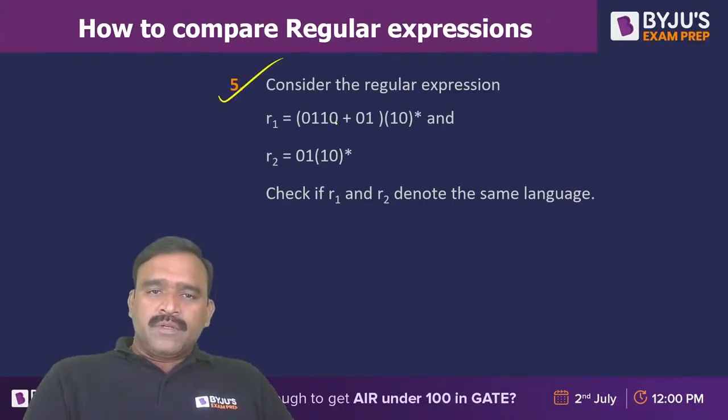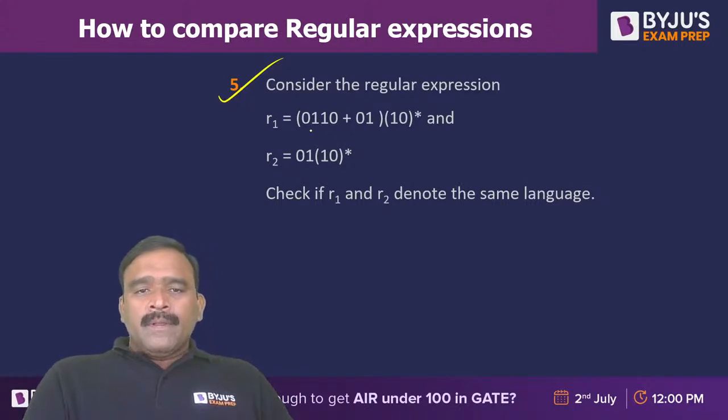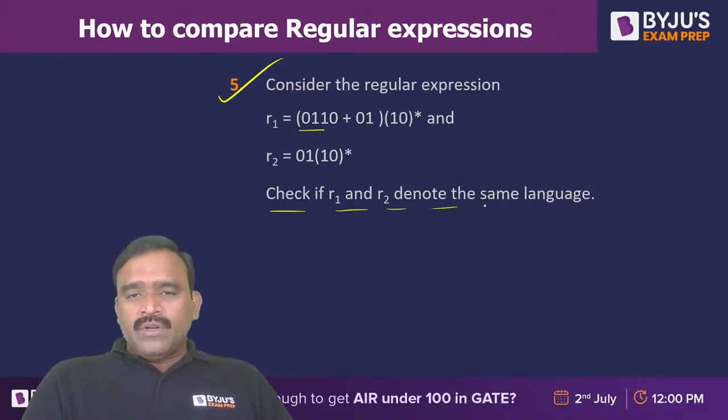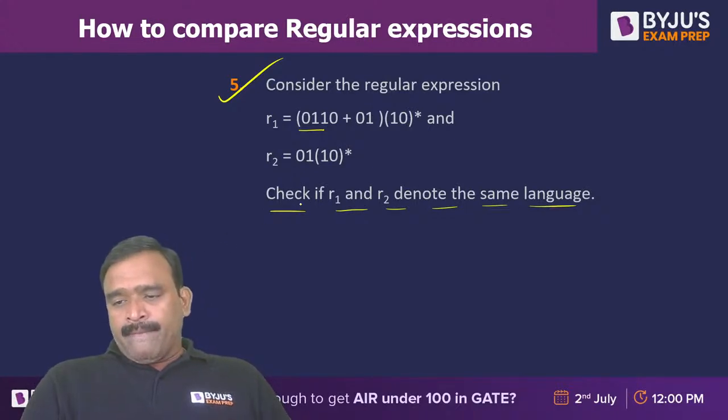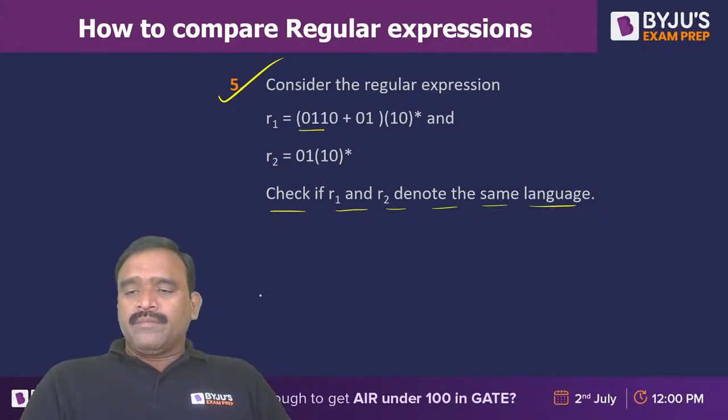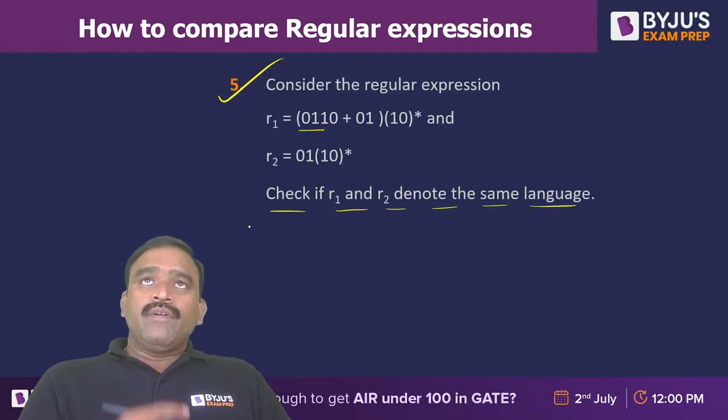Consider the regular expression R1 equal to 0(1 1 0 + 0 1)(1 0)*, and R2 is 0 1 followed by (1 0)*. Check if R1 and R2 denote the same language. Whether they are equivalent or not, we have to verify. So how can we verify this?